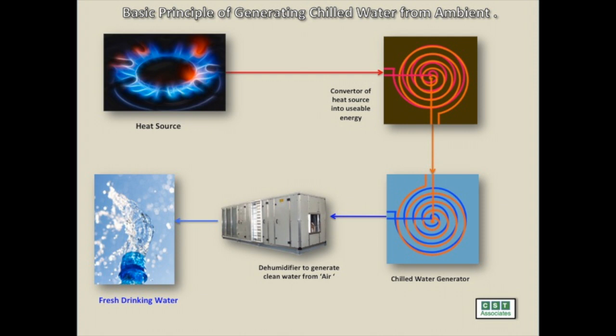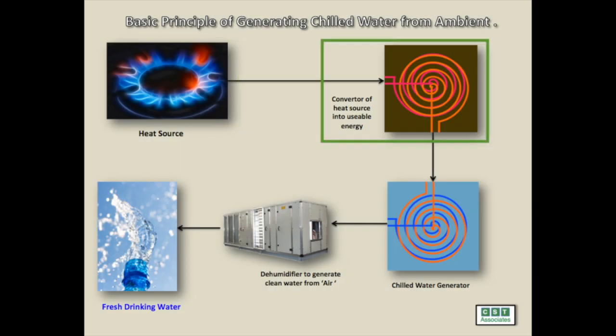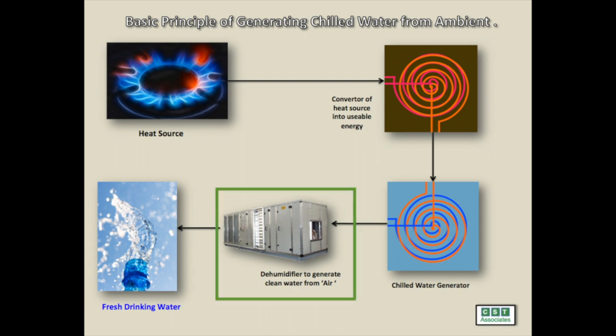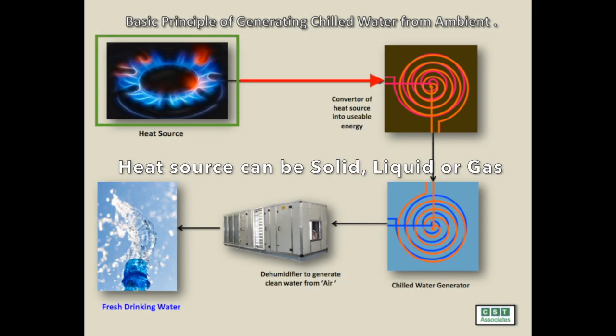The basic system of condensing water from air consists of 4 major components. The first component is the heat source. Second is the converter of the heat source into usable energy. Third is the chilled water generator. And fourth is the dehumidifier. The heat source can be solid, liquid or gas.